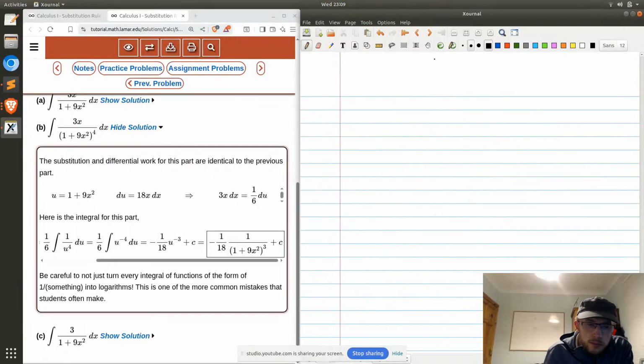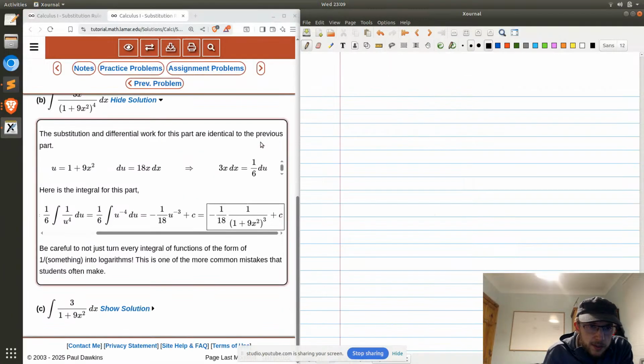And now, problem C. d by dx of arc sin x is 1 over 1 plus x squared. No, that's wrong. d by dx of arc sin x is 1 over root 1 minus x squared. d by dx of arc tan x is 1 over 1 plus x squared. Okay. But how does that help me?